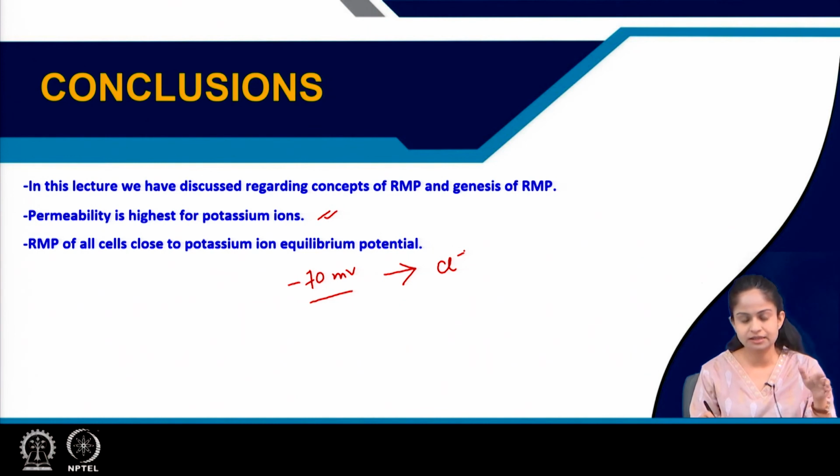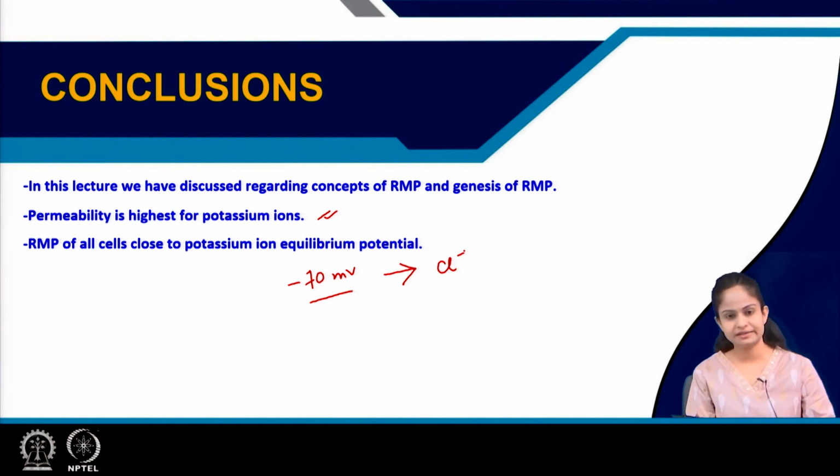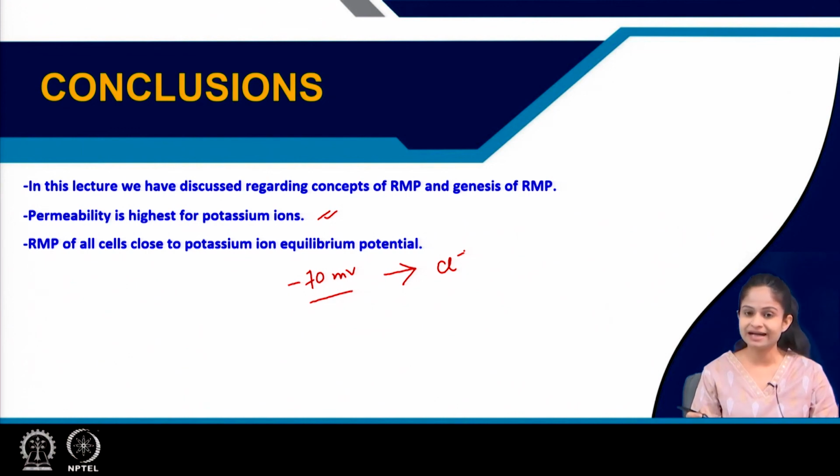If it is asked that the resting membrane potential of all the cells is close to which ion, then it is potassium. If a particular resting membrane potential is given and it is asked which ion it is close to, then you have to give the equilibrium potential of that particular ion. For example, in case of a neuron, minus 70 millivolt corresponds to the equilibrium potential of chloride.